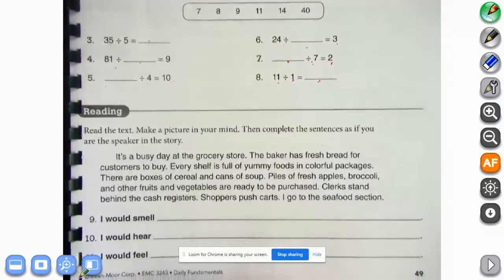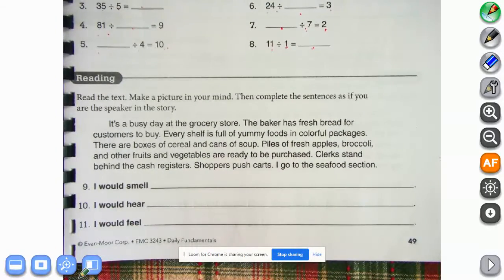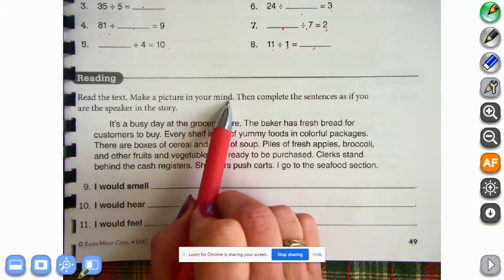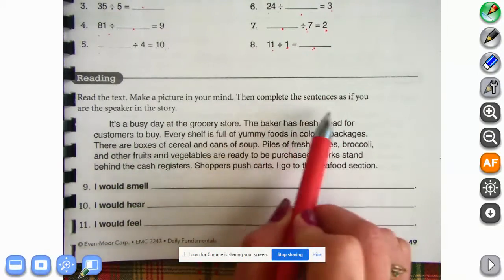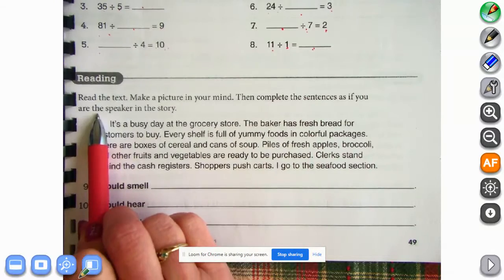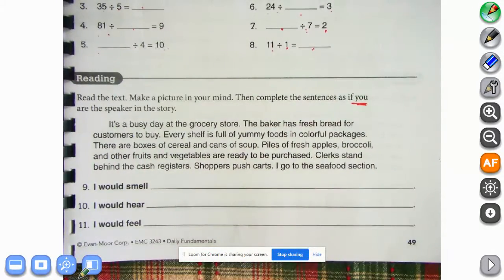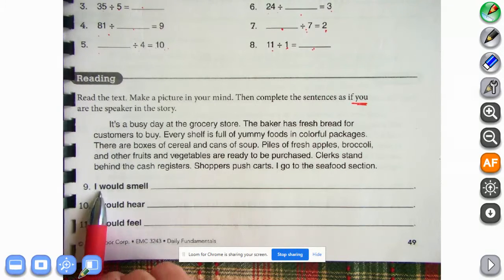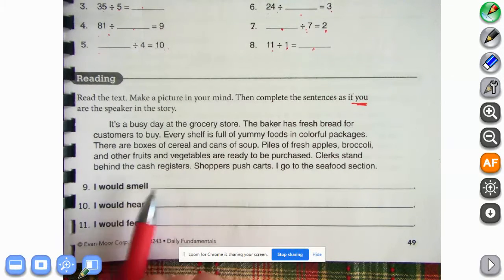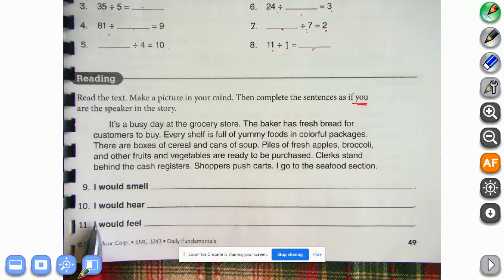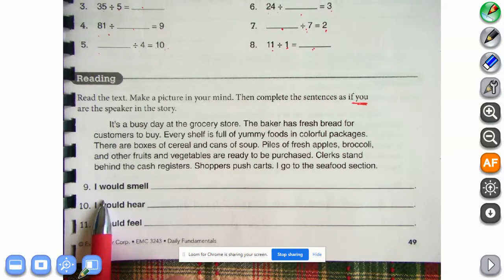All right? Then we're going to go to our reading. Read the text. Make a picture in your mind. Then complete the sentences as if you are the speaker in the story. You. So thinking about yourself. All right. The sentences, I would smell, and you're going to say what you would smell. I would hear, what would you hear? I would feel, what would you feel? So they've already started our sentences for us.